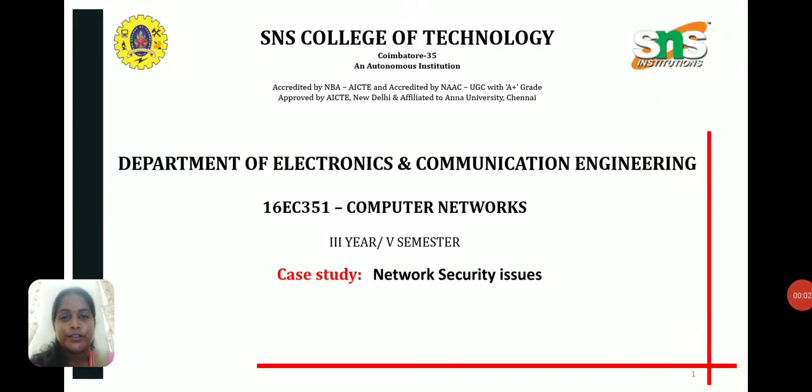Students, today we are going to discuss a case study on network security issues. We are going to discuss three case studies on network security issues. Here, the first exercise deals with security planning.